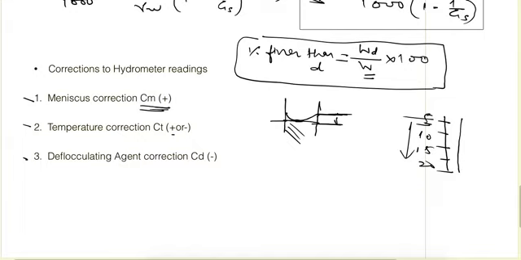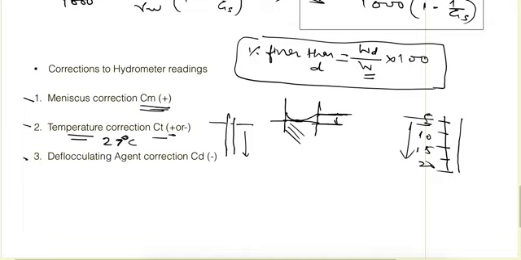So if the density is less, then the hydrometer will come down to a greater depth than it should. The normal temperature at which it is calibrated is 27 degrees Celsius. So this is the reference temperature we are talking about. If the temperature is more than this, the hydrometer will come down further. If it has come down, it will give us a smaller value, and the actual value should be bigger than this. So the correction will be positive.